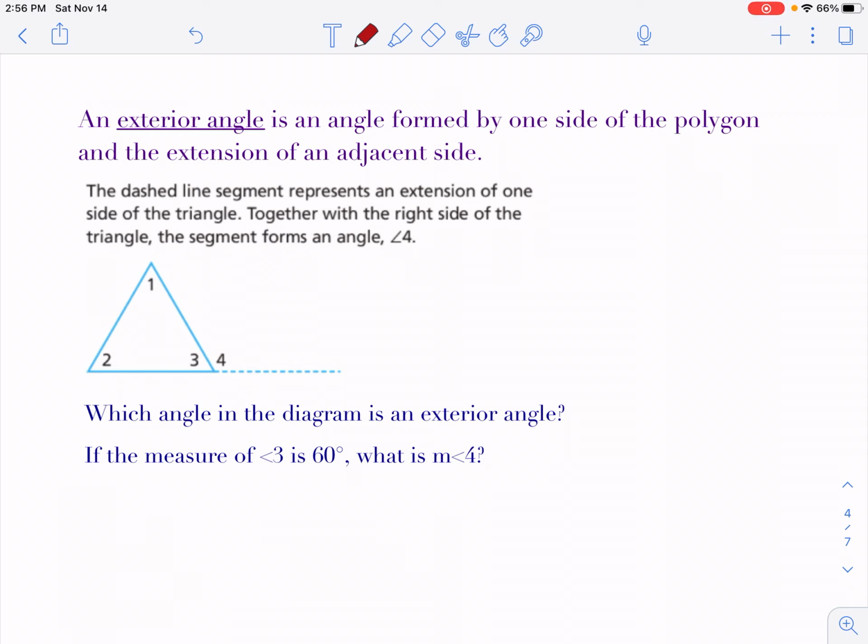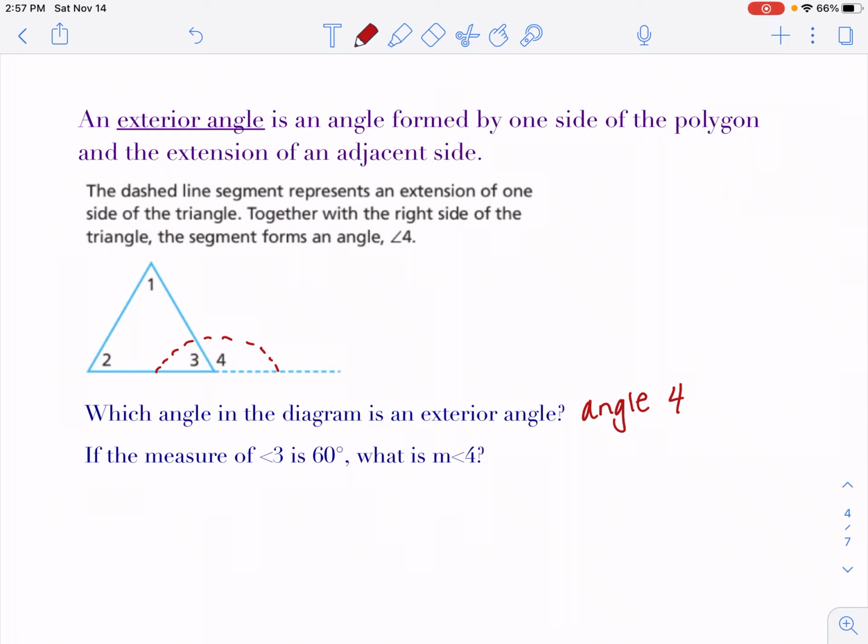Together, angle 4 and angle 3 create a linear pair. These two are also known as supplementary pairs because they create an angle of 180 degrees. In this diagram, angle 4 is the exterior angle. It is on the outside of the triangle. Angles 1, 2, and 3 are interior angles of this triangle.